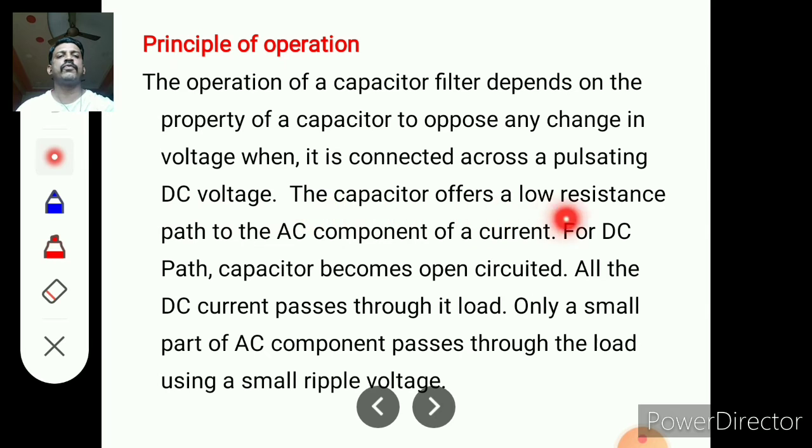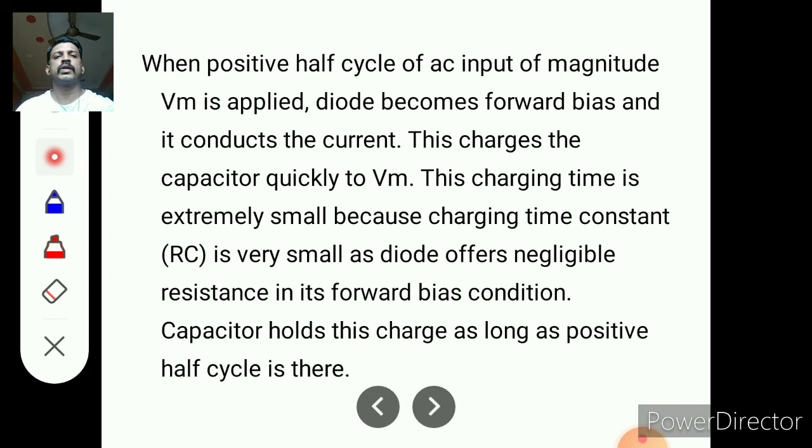The capacitor offers a low resistance path to the AC component of the current. For the DC path, the capacitor becomes open circuited. All the DC current passes through the load. Only a small part of the AC component passes through the load, causing a small ripple voltage. When the positive half cycle of the AC input of magnitude Vm is applied, the diode becomes forward biased and conducts current. This charges the capacitor quickly to Vm, the maximum voltage. This charging time is extremely small because the charging time constant RC is very small, as the diode offers negligible resistance in its forward bias condition.